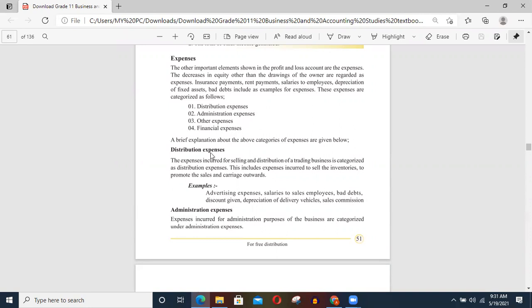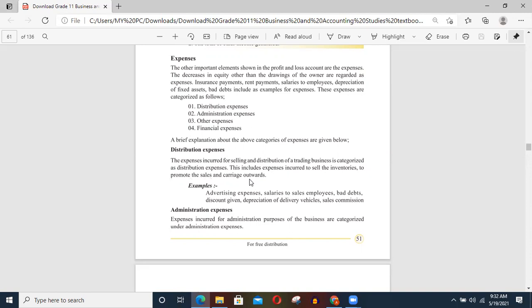Okay. First one is distribution expense. So let's read it over here and try to get some idea. The expense incurred for selling and distribution of a trading business is categorized as distribution expense, and these include expenses relating to selling inventories, promoting these sales, and carriage outwards.